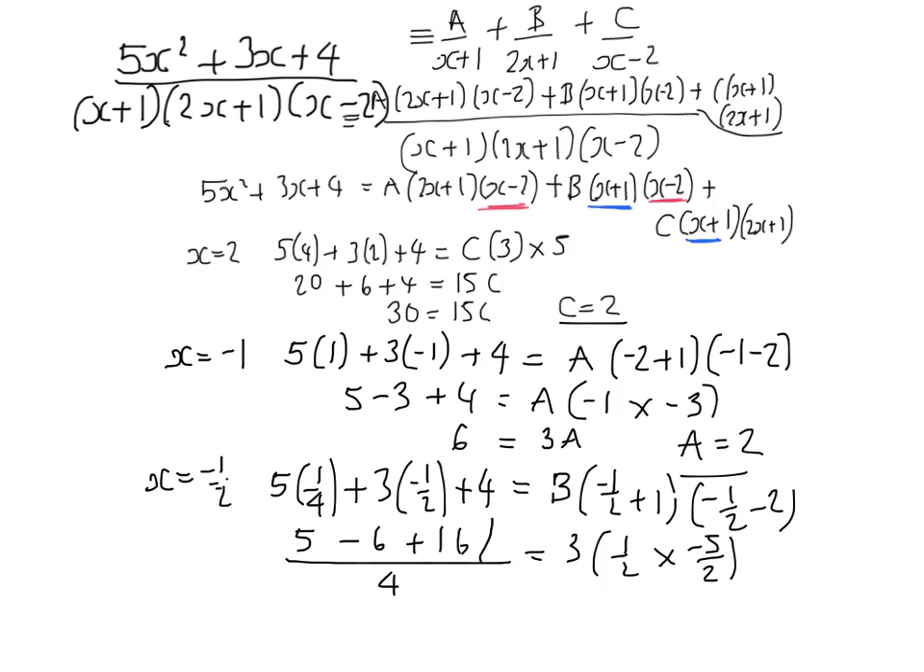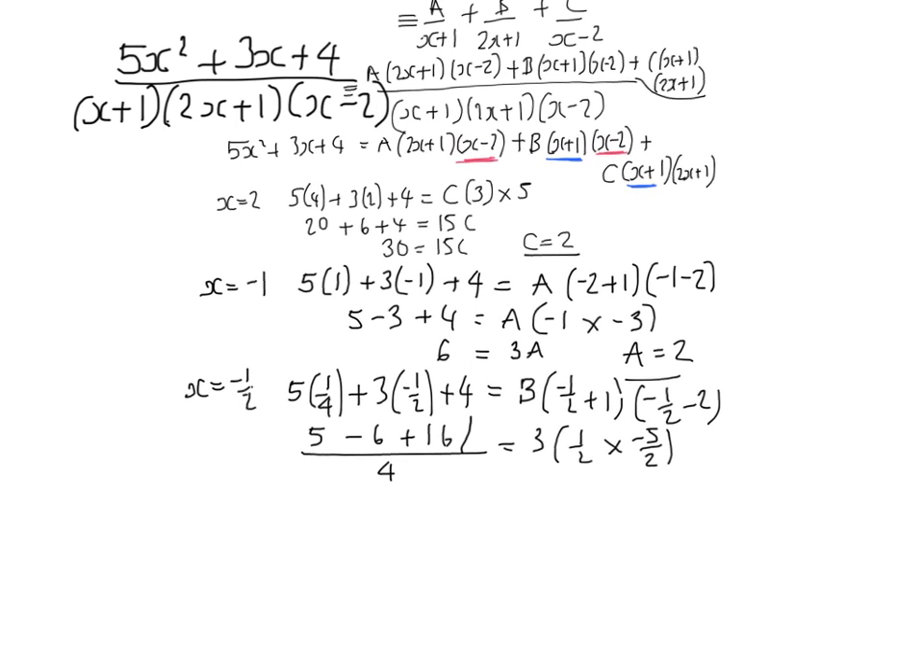Okay. So, I think I made a little funny mark there. So we've got 15 quarters on the left-hand side is equal to b times minus 5 over 4. So b is minus 3. Okay, it's our third unknown.